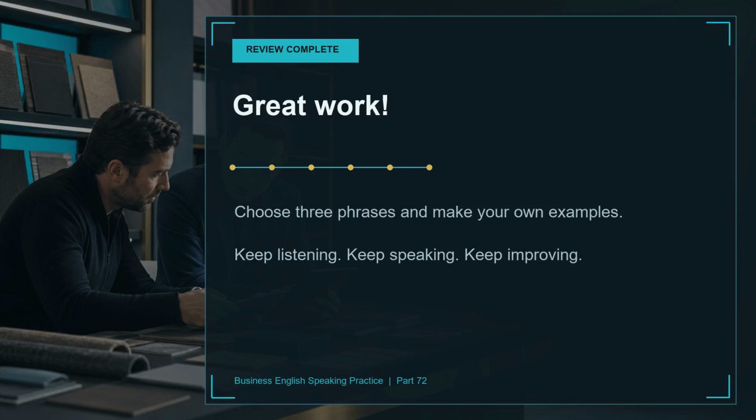Excellent work. You have practiced 12 expressions for procurement and vendor management. Choose 3 phrases and use each one in a sentence about a realistic supplier decision. Following the purchasing process from proposal to partnership will help you remember the language.